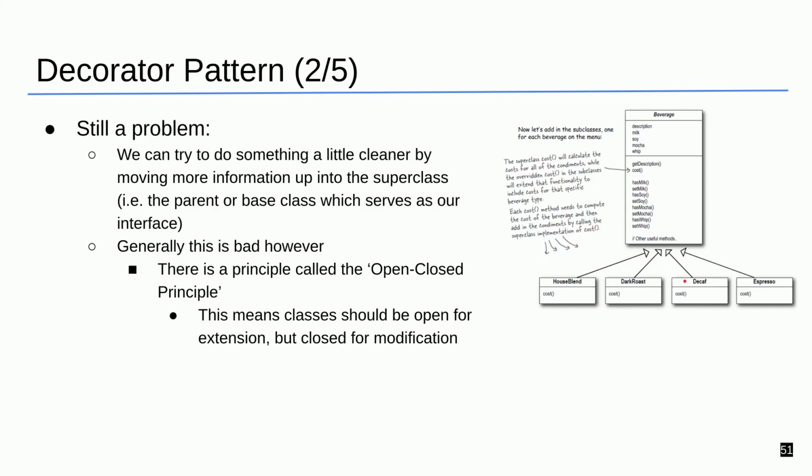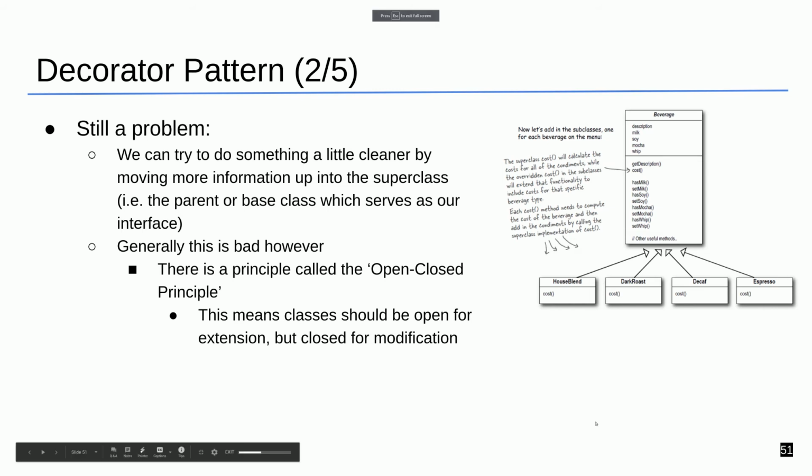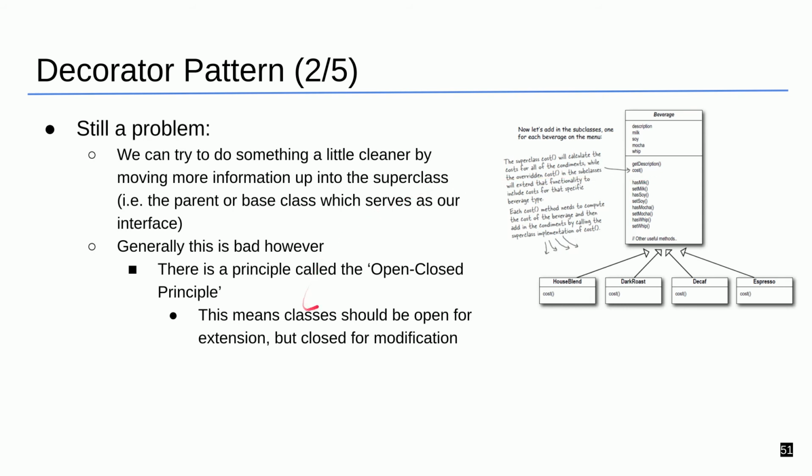And then here, this is still a little bit dangerous because there's something called the open-closed principle. This means that this class should be open for extension but closed for modification. So what does this exactly mean, or what's being violated here? Well, open for extension means I should be able to extend out beverage. This is fine. I can do it by inheritance, but closed for modification.